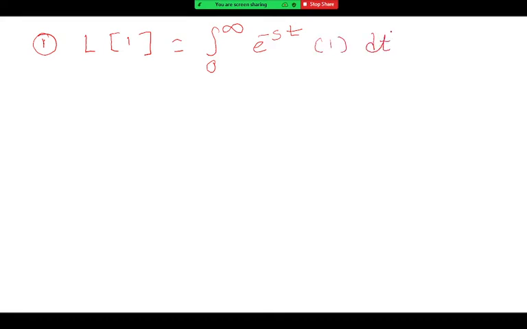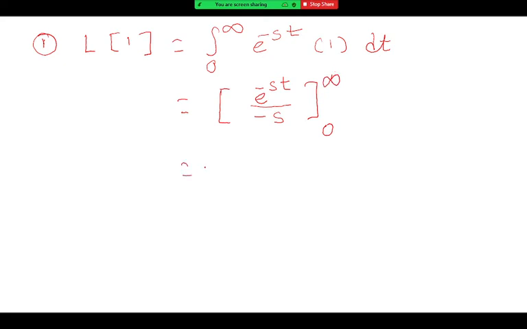This is how you have to start the proof. By definition of a Laplace, Laplace of 1 is the integration from 0 to infinity of e raised to minus st into f of t dt. So this f of t is 1 here. Now we want the integral of e raised to minus st. What is the integration of e raised to minus st? It is e raised to minus st upon minus s, that is, minus 1 upon s.